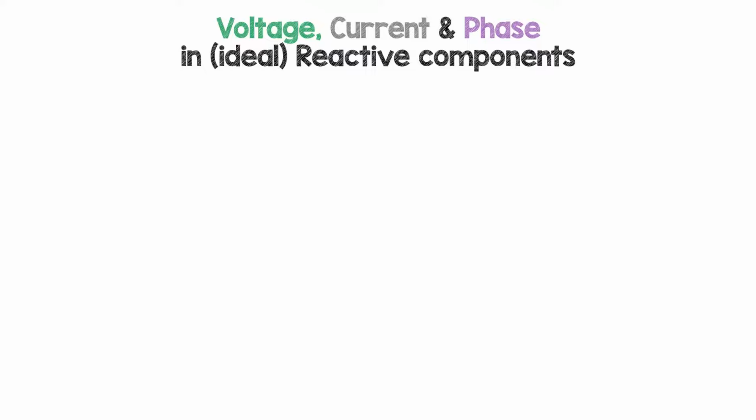Voltage, current and phase in ideal reactive components. Inductors and capacitors oppose AC current, so are said to be reactive components. A really good way to remember the phase difference within reactive components is the word CIVIL. The left side of the word we have CIV. This means that in a capacitor C, the current I is in front of the voltage V. Current leads voltage in a capacitor by exactly 90 degrees or 1/4 of a period.